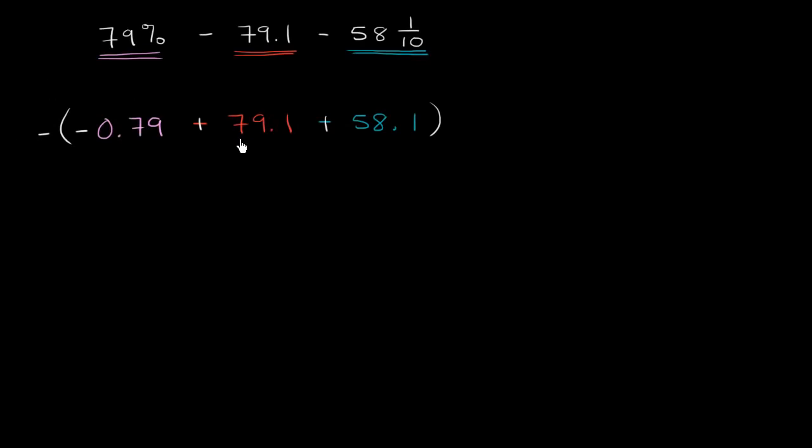So let's first do that. Let's add 79.1 plus 58.1. So a tenth plus a tenth is 2/10. 9 plus 8 is 17, so that's 7 ones and 1 ten. So 1 ten plus 7 tens is going to get us to 8 tens, plus 5 tens gets us to 13 tens, or 130. So we have 137.2. This is this part right over here.